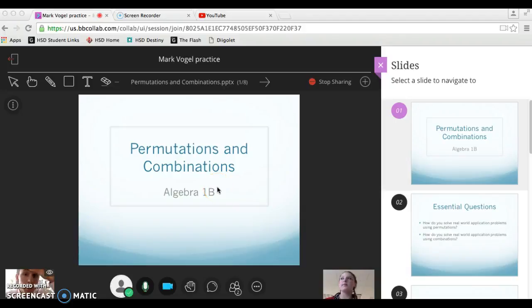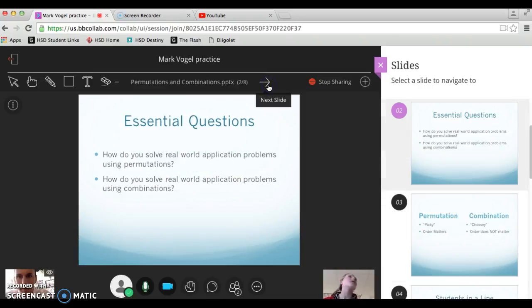All right, so today we're going to be doing permutations and combinations. A little review from yesterday. We did some non-real world problems. Today we're going to do some real world problems. So first, our essential questions are: how do you solve real world application problems using permutations, and the same thing for combinations.